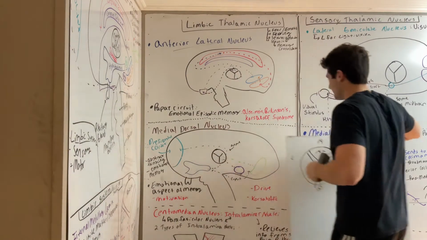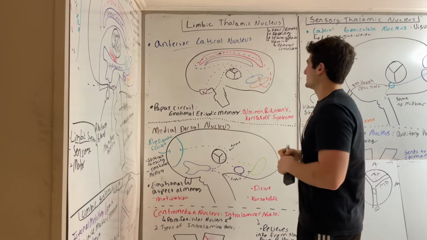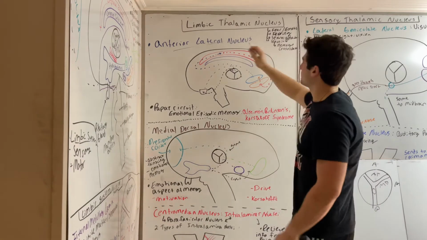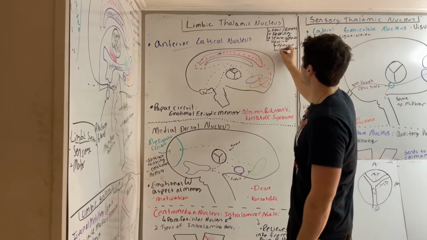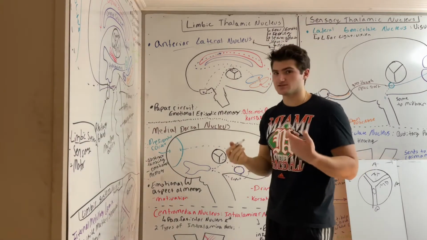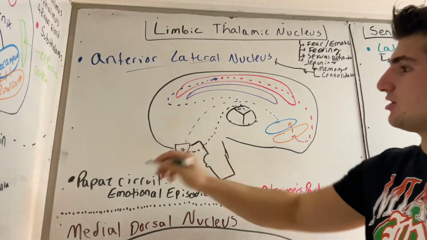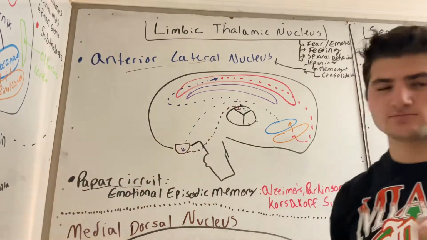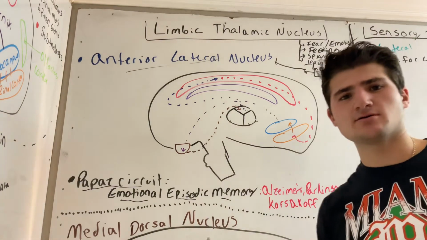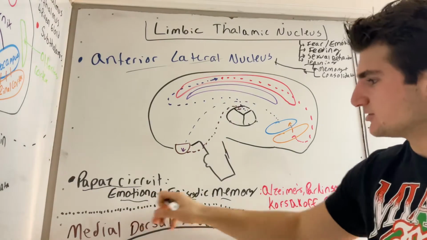Good. Now, the first one we're going to talk about is our anterior lateral nucleus. Why does this make sense? Well, these are the most anterior, and I'm just going to proceed downhill. For the limbic thalamic nucleus, we said we have memory consolidation, used for learning. Well, that's what this system is going to control. So how is this anterior lateral nucleus going to work? It's called Papez circuit, and it's used for learning and memory consolidation, particularly emotional episodic memory.